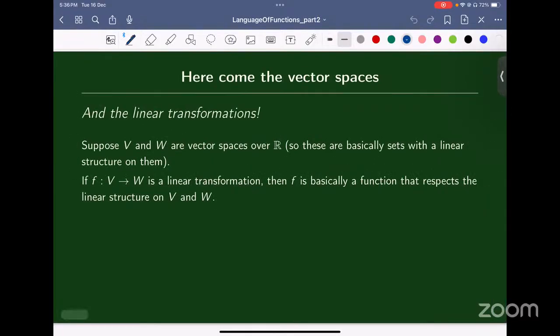So, what are linear transformations? Suppose V and W are vector spaces over the set of real numbers. So these are basically sets with a linear structure on them. Then a function f from V to W is said to be a linear transformation if f satisfies the following properties.